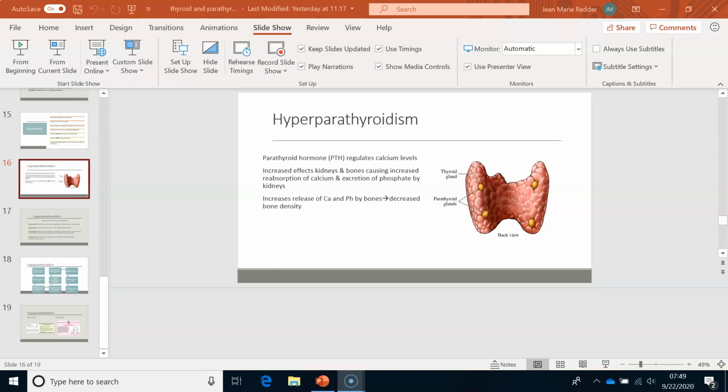We're going to finish up with diseases of the parathyroid. Remember, the big thing with the parathyroid hormone is that it regulates calcium levels. In hyperparathyroidism, you have increased effects on kidneys and bones, causing increased reabsorption of calcium and excretion of phosphate by the kidneys. Increasing release of calcium and phosphate by the bones decreases bone density.